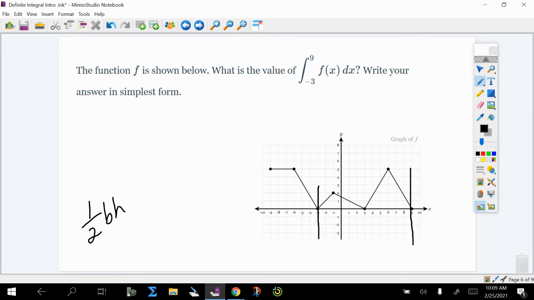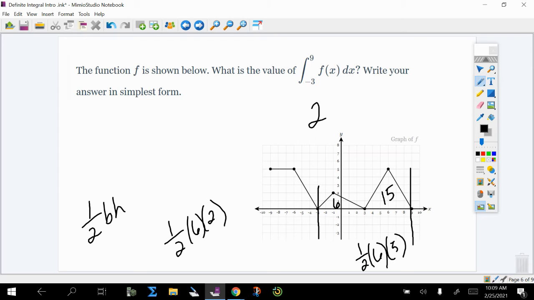We are going to do 1/2 base times height for each of those to find the area. So my first one, my smaller one, is 1/2, my base is 6 and my height is 2. So 1/2 of 6 times 2 would be 6. And then the triangle that's next to it, also 1/2 base times height. My base is still 6 and my height is 5, so I get half of 30, which is 15. Add those up. They are both positive. We get 21. So that's how we do it.